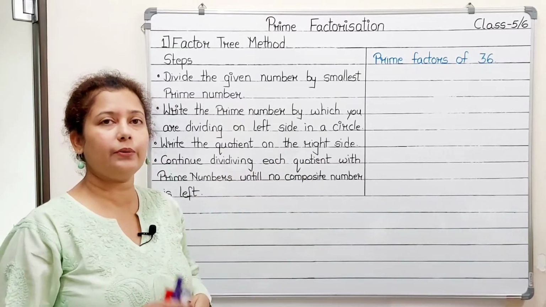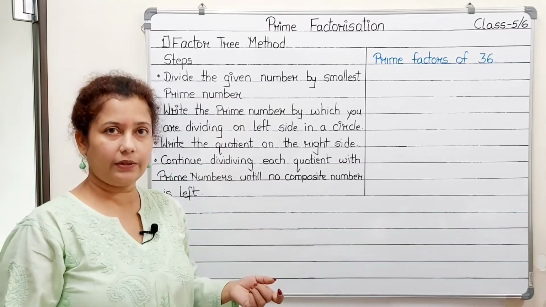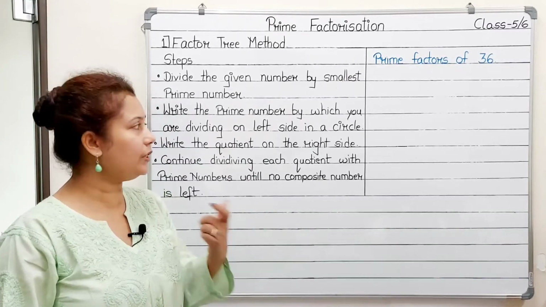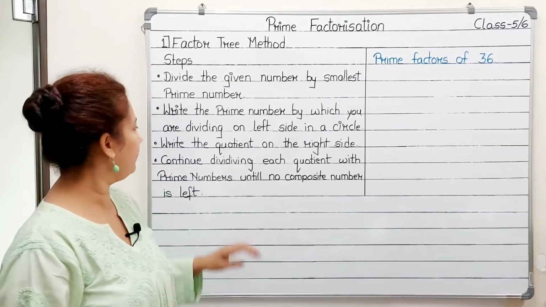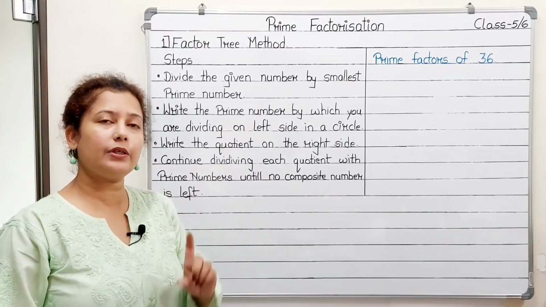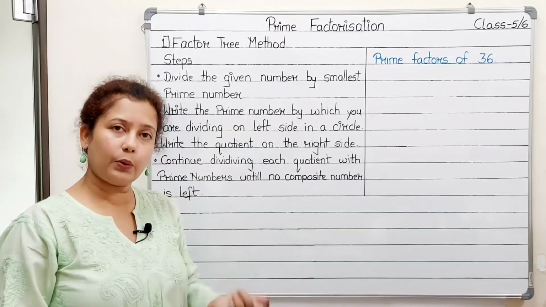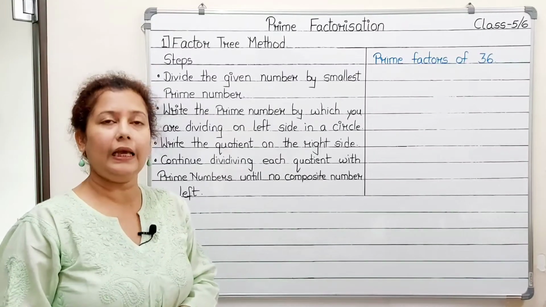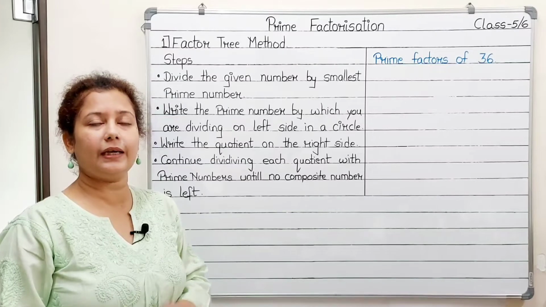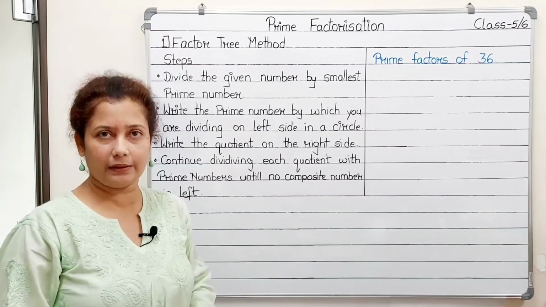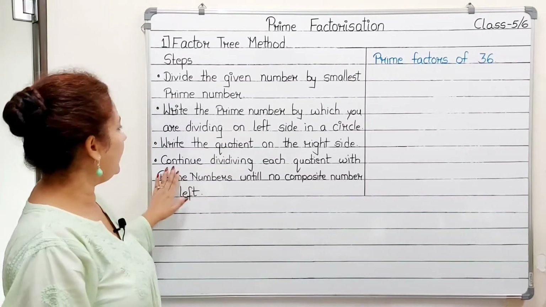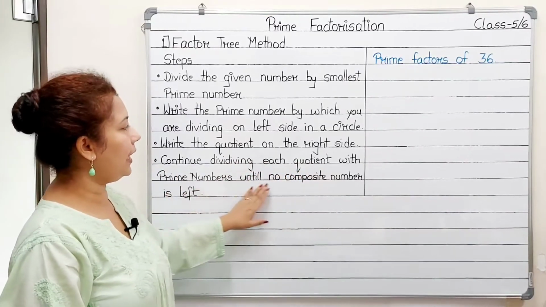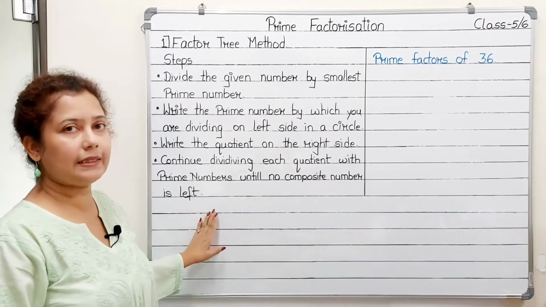So after division, you will get a quotient. A divisor will be there and 0 will be the remainder. So here the quotient we will write on the right hand side. Again we will divide that quotient with the prime number. If the quotient is divisible by 2, we will continue dividing it by 2. If it is not divisible by 2, then we will move to the next prime number, that is 3. Continue dividing each quotient with a prime number until no composite number is left.